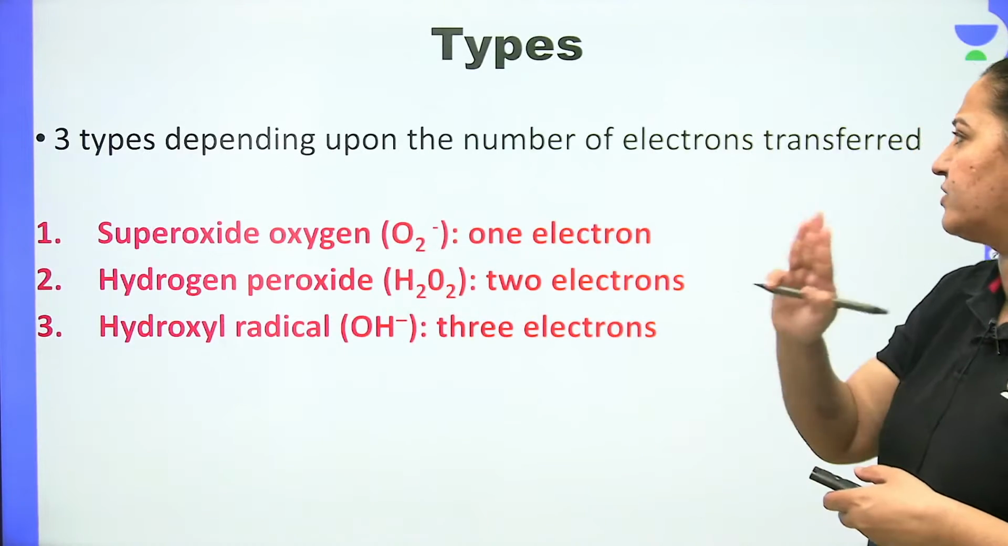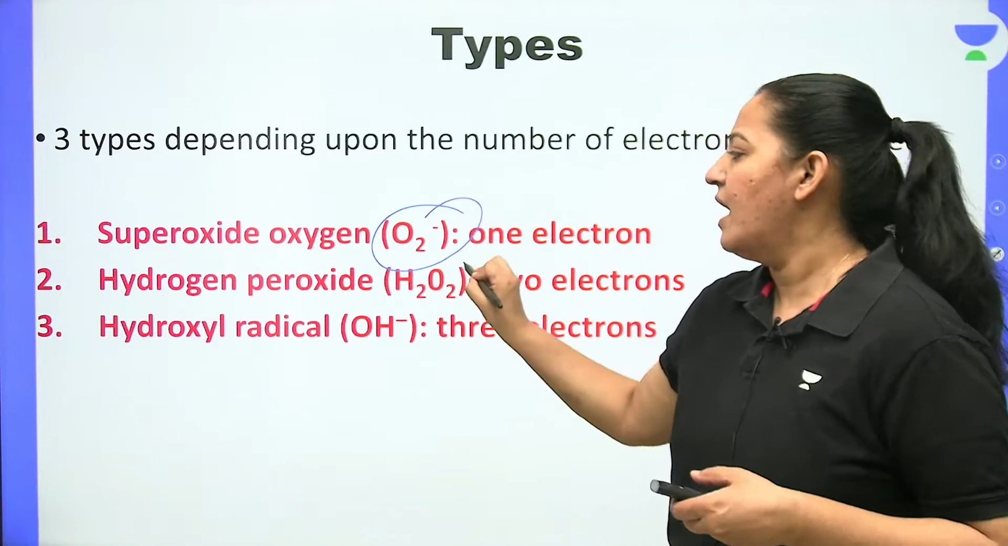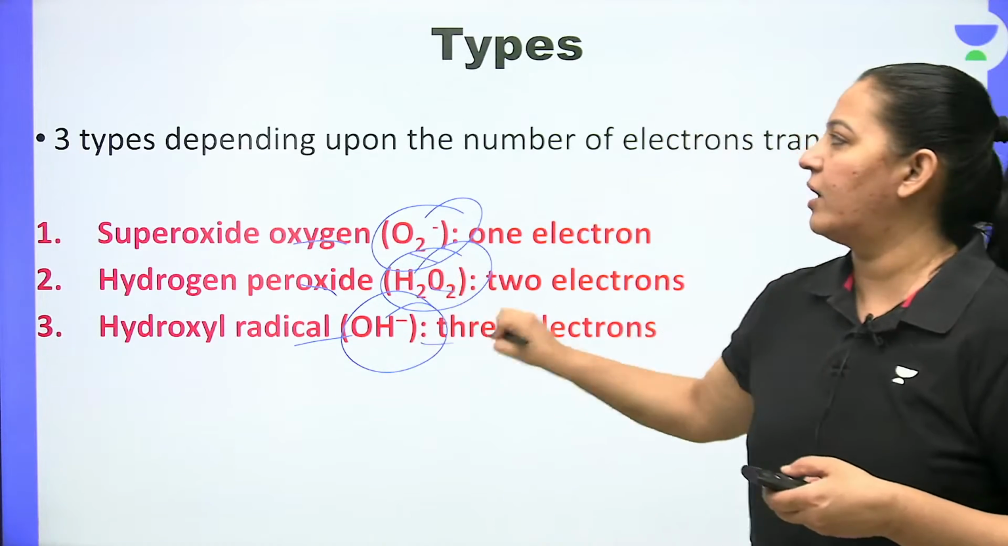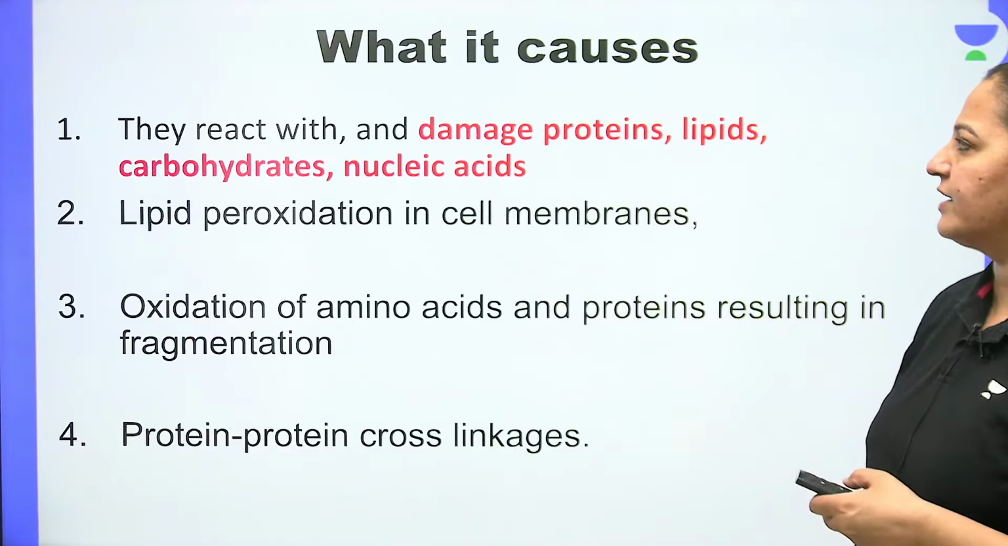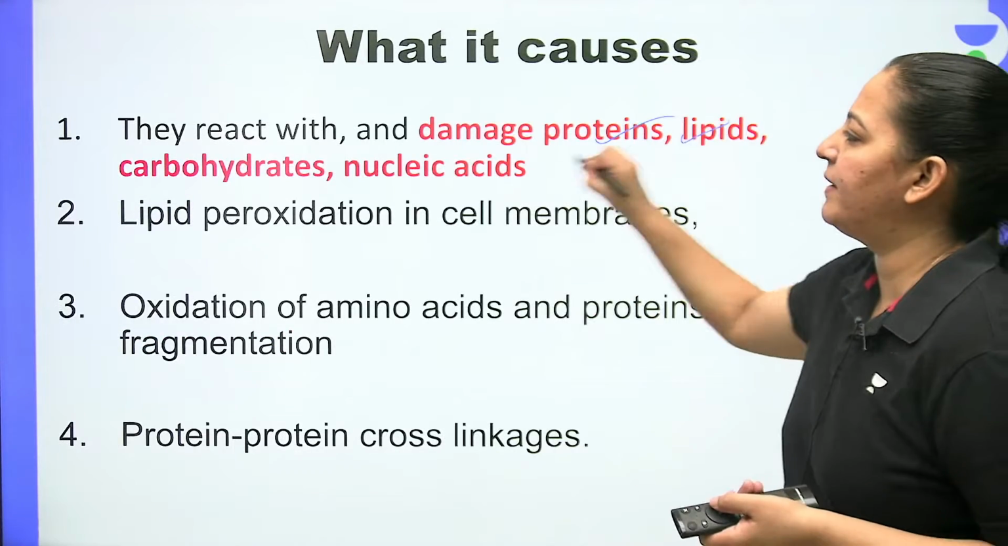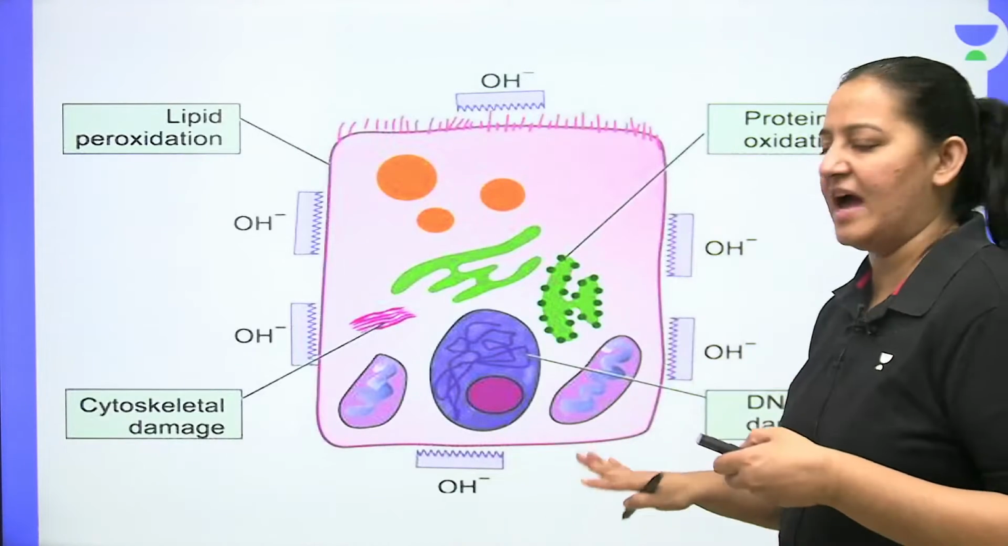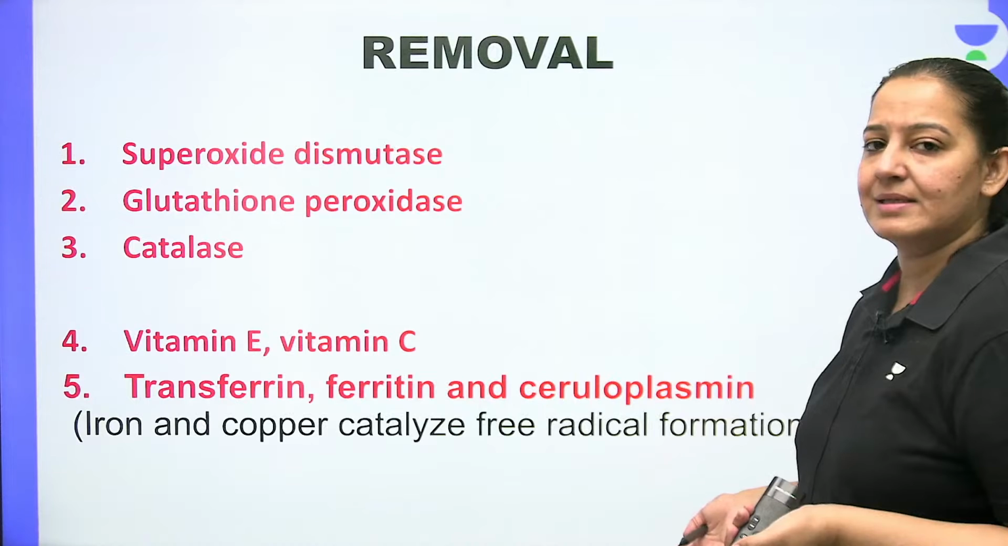I have already taught you there are three types of free radicals: superoxide ion, hydrogen peroxide, and hydroxyl ion. Write their names, write their formula. What do they cause? They damage protein, lipid, nucleic acid, carbohydrate. Everything in the cell is damaged because of them. So they basically damage the cell. But they are formed in all cells.